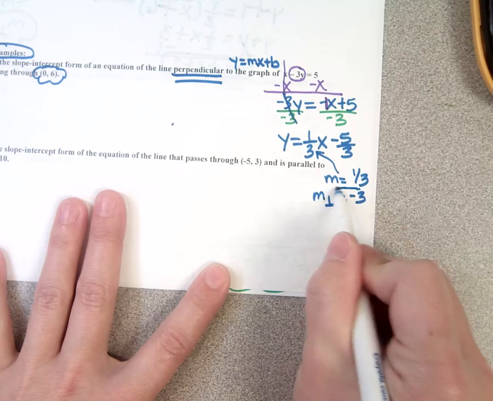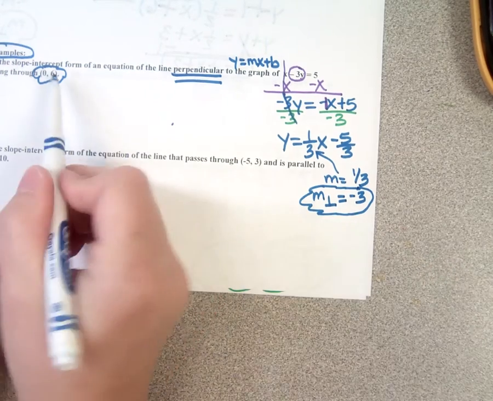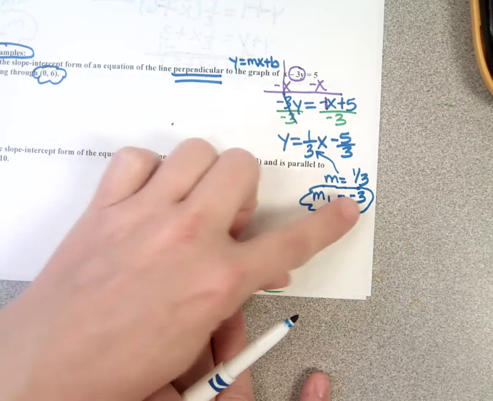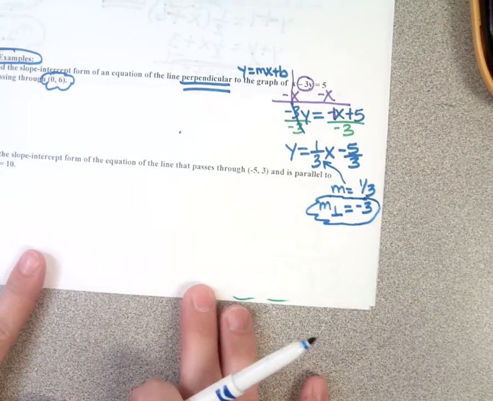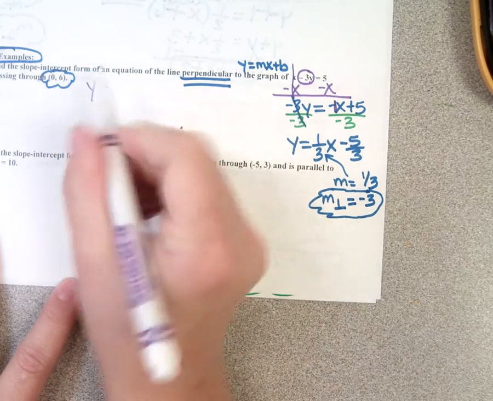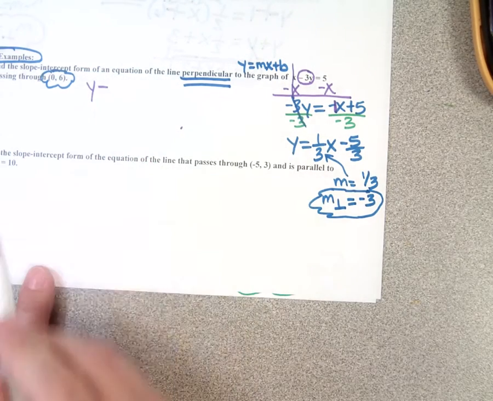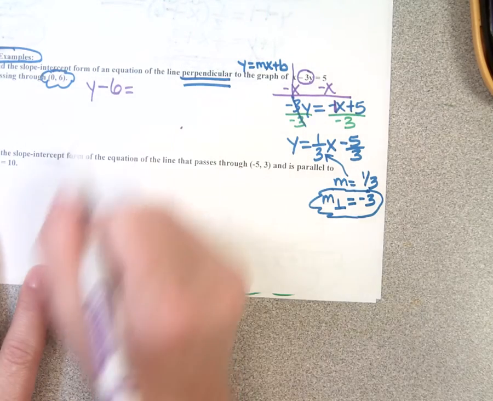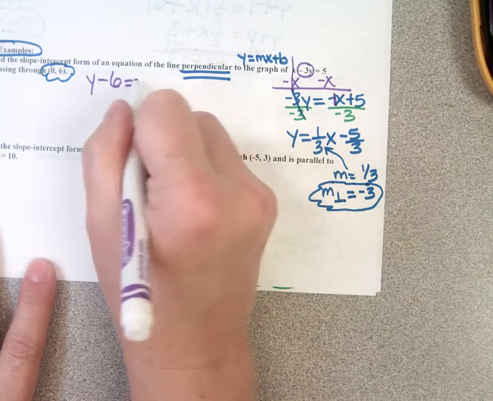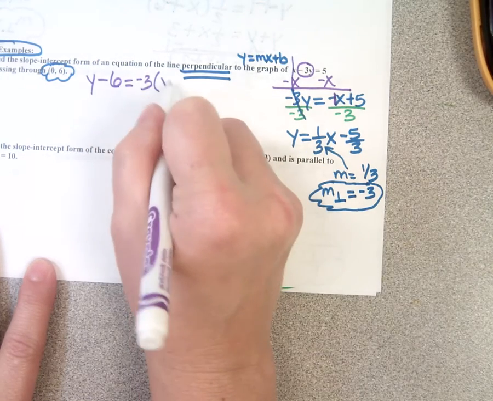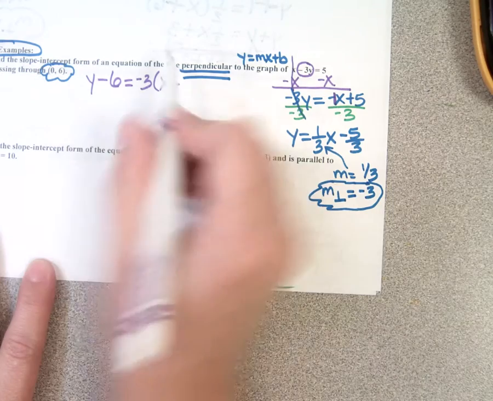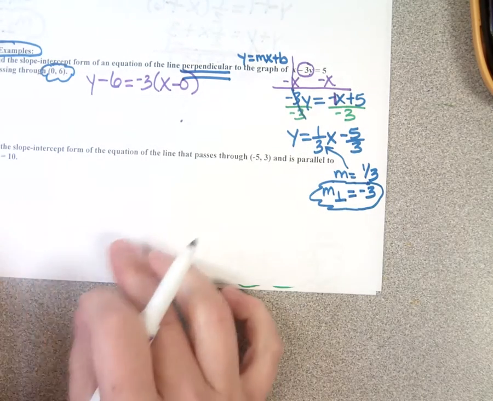Okay, so here's the perpendicular slope I want. Here's the point I want to take it through. So since I have my point and I have my slope, I'm ready to go. So it goes y minus the y-coordinate. Which one's the y-coordinate? 6 equals the perpendicular slope, and we found that to be negative 3. In parentheses, x minus the x-coordinate. What's the x-coordinate? 0. Okay, there's point slope form.